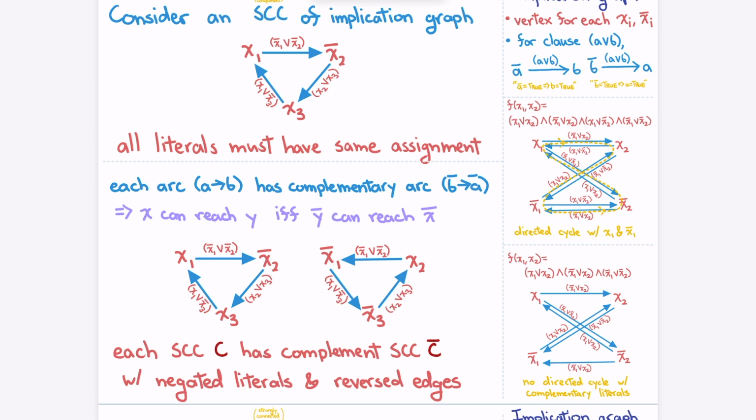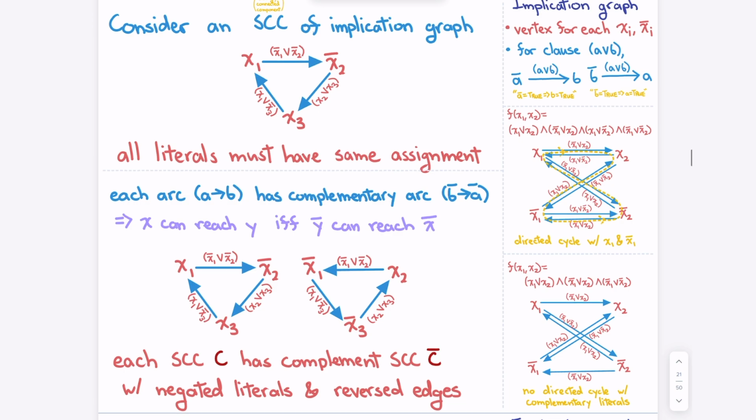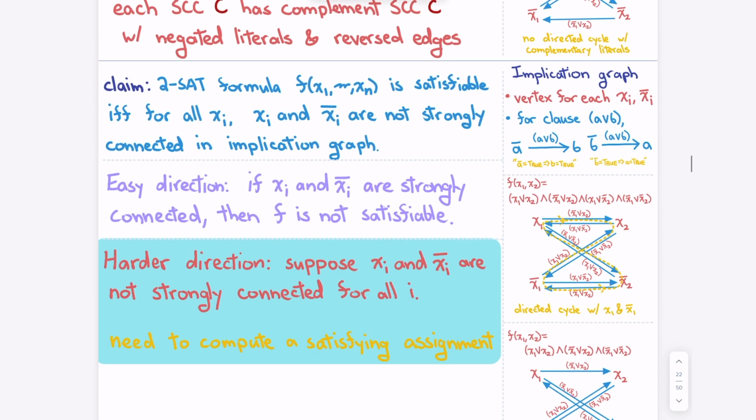This is sort of abusing notation, but basically for every strongly connected component, you always have another strongly connected component in the graph, which I'll denote C bar, that represents the opposite, where all the literals are opposite and the arcs have been reversed. Negated literals and reversed edges.